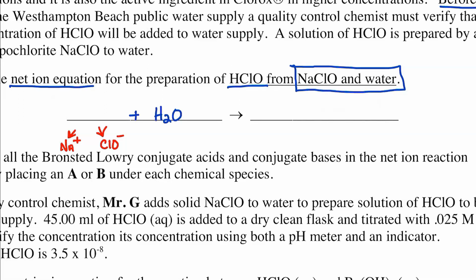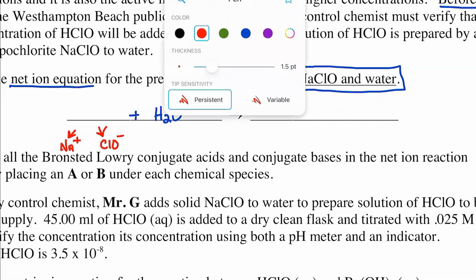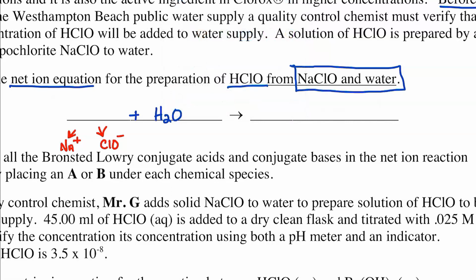All right, so let's continue on, and I'll just change back to my color that I was working with. At least I think so, because I'm a little bit colorblind. In any case, we're going to prepare HClO. Okay. So they're telling us we're making this.